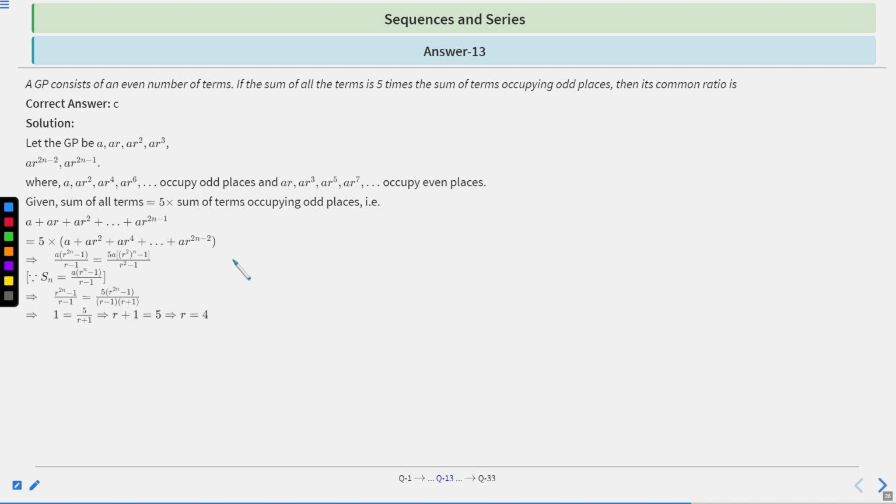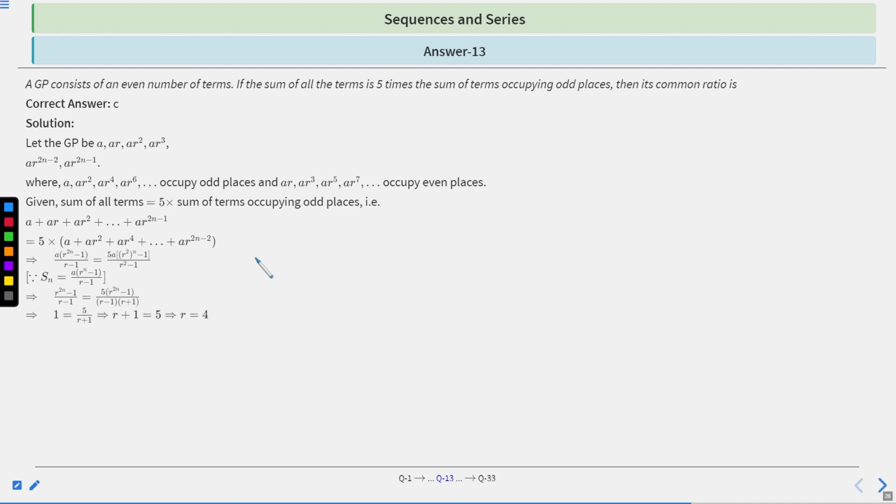Let the GP be A, AR, AR square, AR cube, ..., AR to the power 2n minus 2, AR to the power 2n minus 1. Where A, AR square, AR to the power 4, AR to the power 6 occupy odd places, and AR, AR cube, AR to the power 5, AR to the power 7 occupy even places.